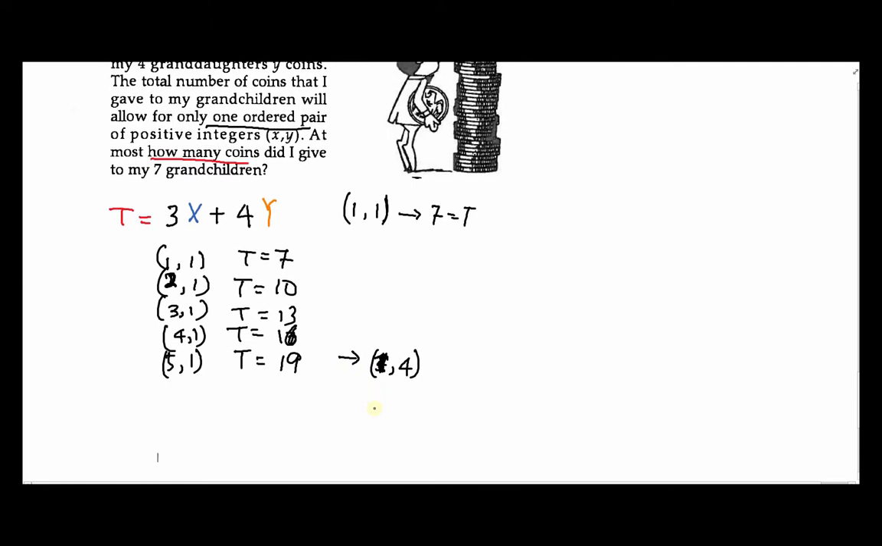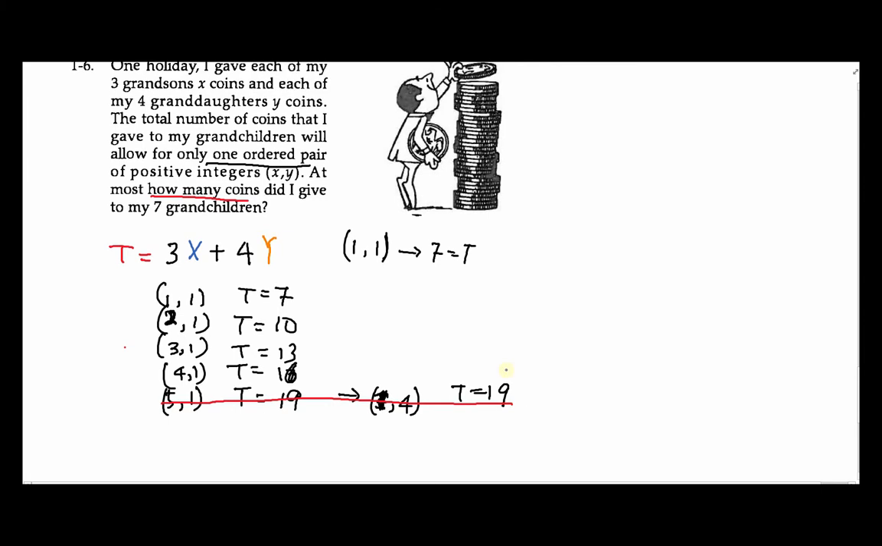What I mean is, when I plug 1 into our X, I get 3. 4 into Y, I get 16. That's also a total of 19, meaning we have two solutions: either 5, 1 as an ordered pair, or another being 1 and 4. This is a violation of our question. Only one ordered pair.